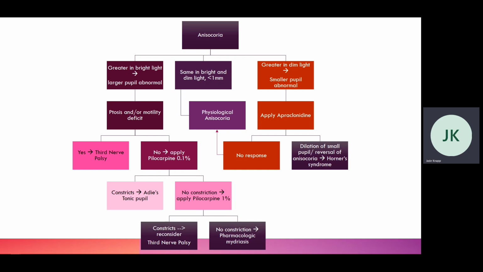You're trying to work your way down to, is this physiological? Is it big pupil or small pupil that's abnormal? And then is it Horner's? Is it a third nerve palsy, or is it Adie's? That's your job. And then who needs urgent neuroimaging and who doesn't? That's really what it boils down to, okay?